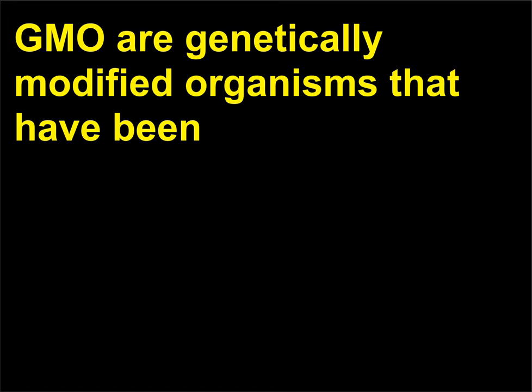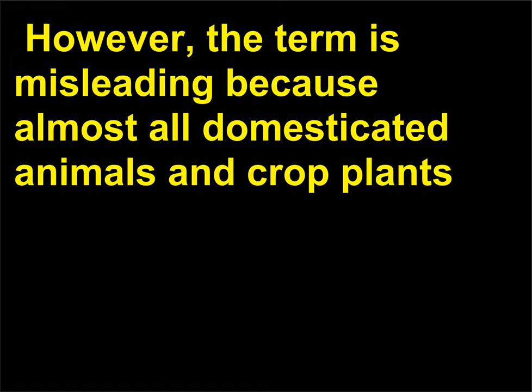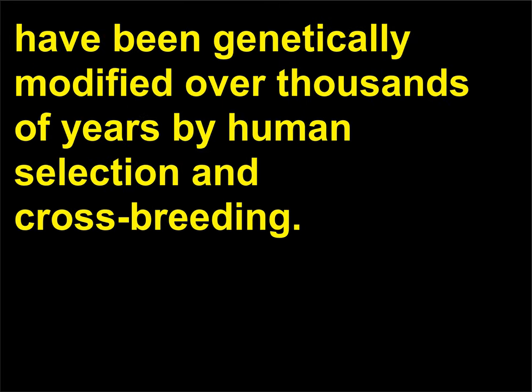GMO are genetically modified organisms that have been created using new techniques of recombinant DNA technology. However, the term is misleading because almost all domesticated animals and crop plants have been genetically modified over thousands of years by human selection and crossbreeding.